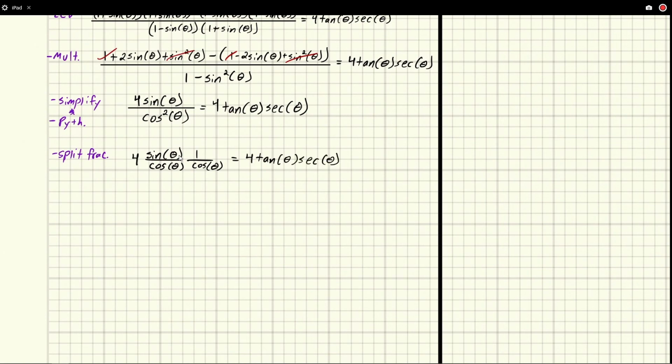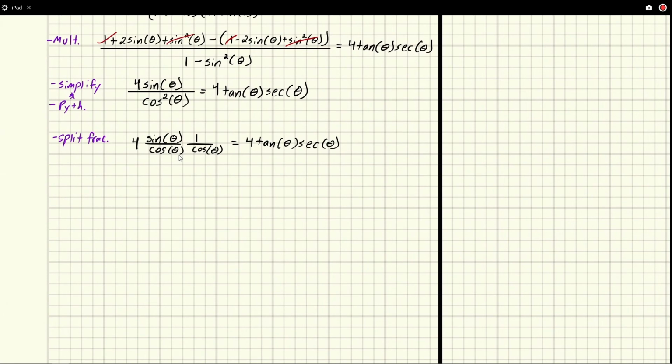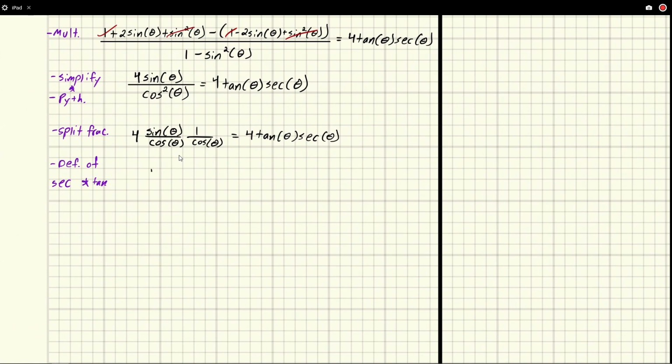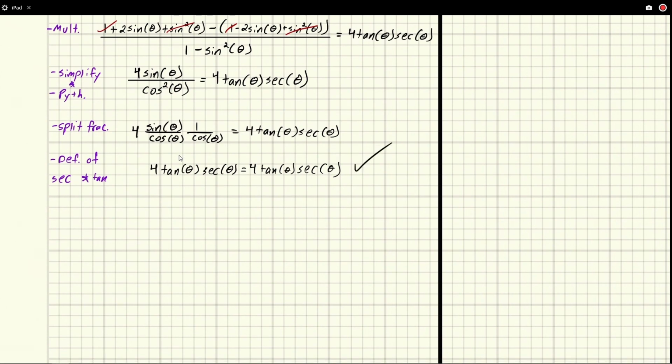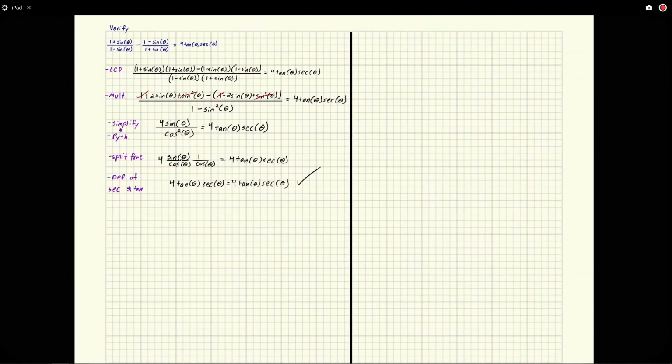Tangent theta, secant theta. And then all we need to do now is use the definition. I'm just going to write def of secant and tangent. Technically, it's the reciprocal identity. You could write that too, or whatever you want. This is going to be 4 tangent theta secant theta, and this is equal to 4 tangent theta secant theta. And by identity, they're the exact same thing on both sides of the equal sign. So we have verified that this is indeed the case. And that is what you would do.